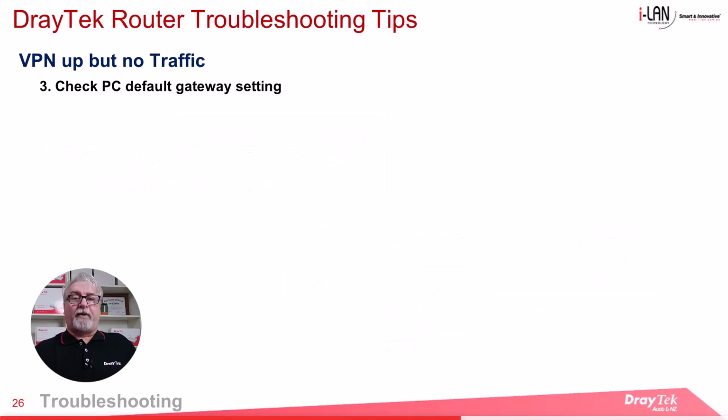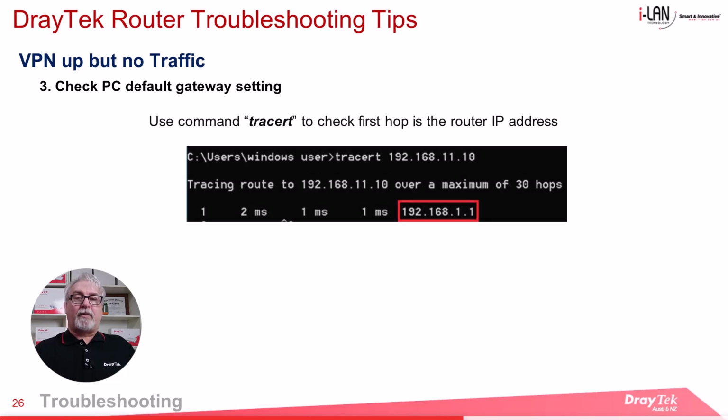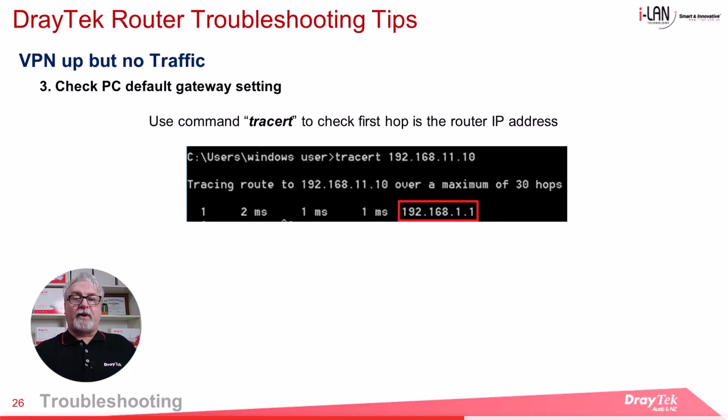Another thing to check is the default gateway setting of the PC. It needs to point to the router IP address. To check if the default gateway is correct, you can run the traceroute command, and it should show the first hop to be the router IP address as shown in this diagram.